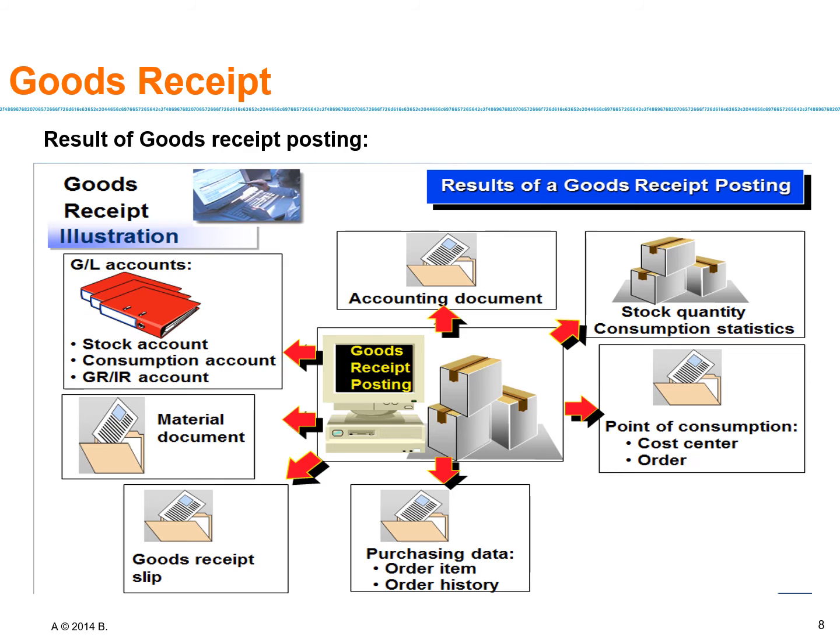It is going to help the accounting department with vendor reconciliation. It is also going to update the stock quantity, the point of consumption, and the purchase order history or purchase data. Apart from this, it also generates a goods receipt slip, and then a material document, and a GL account is also updated. So goods receipt creates a lot of documentation, which basically helps a lot of departments.